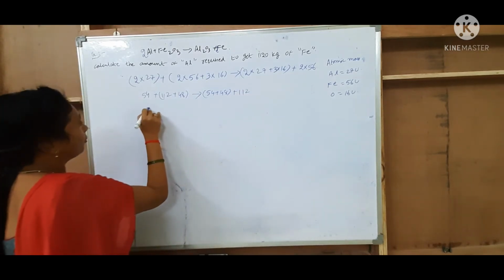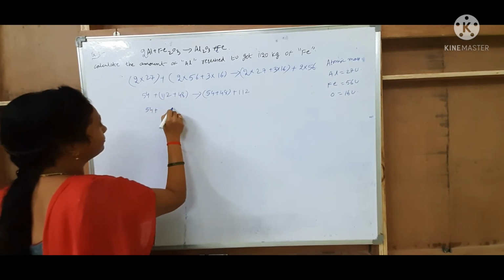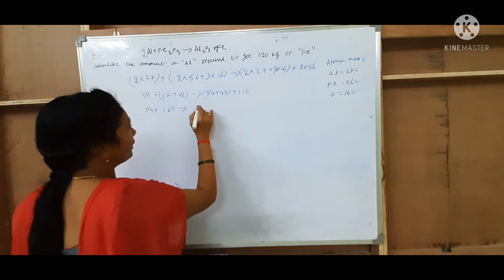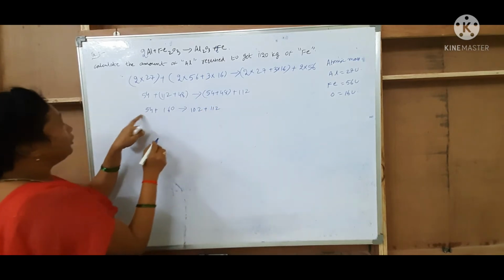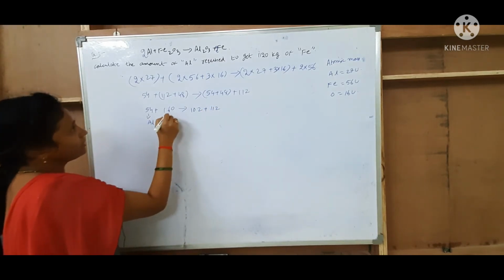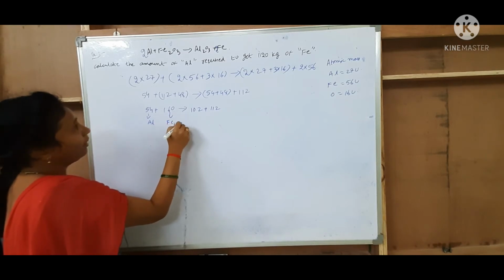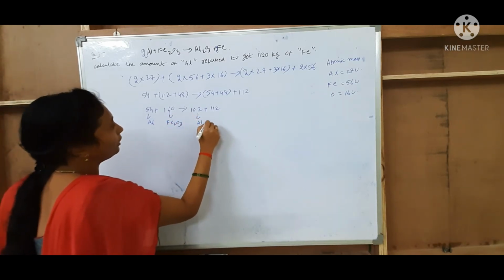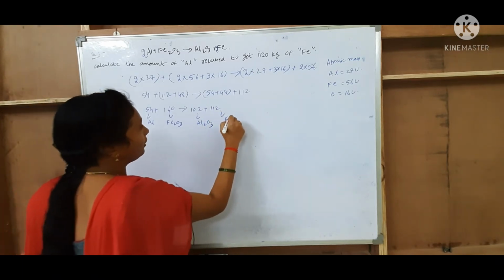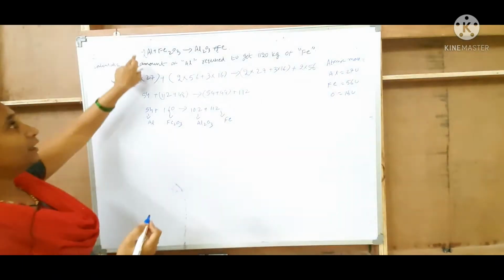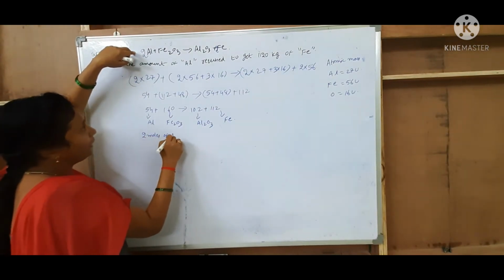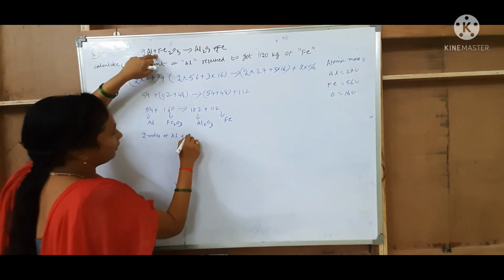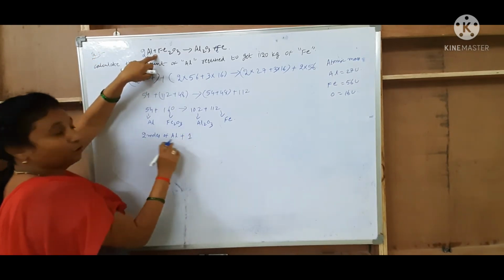54 plus 112 plus 48 gives 160; 54 plus 48 gives 102, plus 112. The 54 units are for aluminium, the 160 units for Fe2O3, 102 units for Al2O3 and 112 units for Fe here. Okay, in the moles formula, the mole is nothing but the coefficient you have to take.